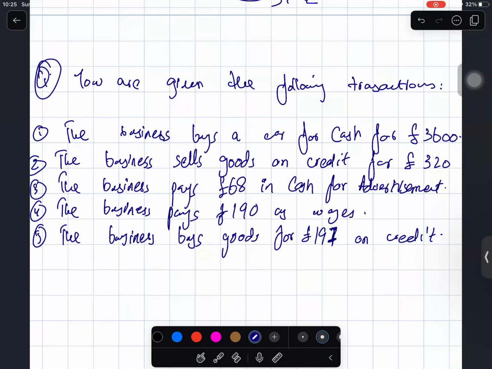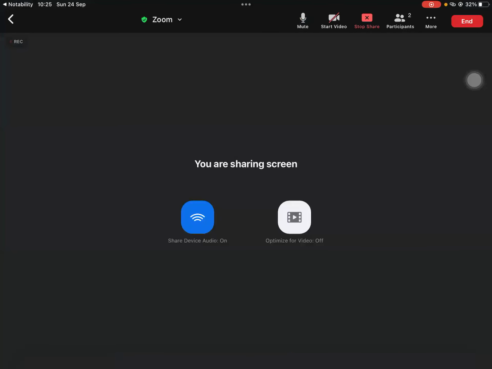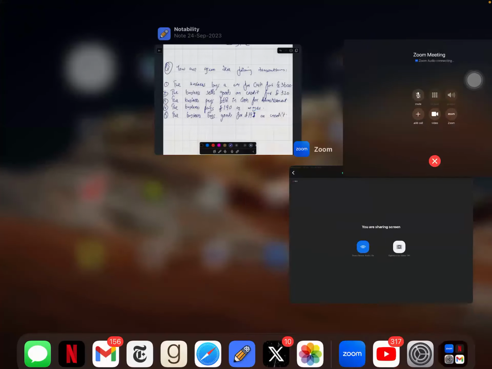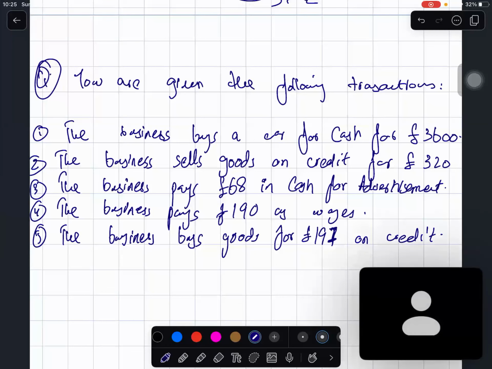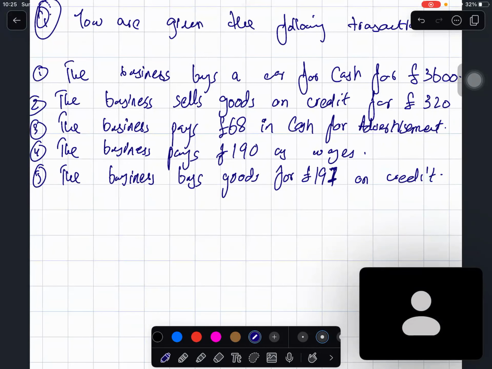Yeah. So you're done. For the fourth transaction, there's only one account that's been affected. What's the other one? The fourth one. All right. Very good. So whenever any expense is being paid, and nothing is written, whether it is in cash or whatever, always assume it to be in cash. So basically, the business is paying wages in cash. Always assume that.